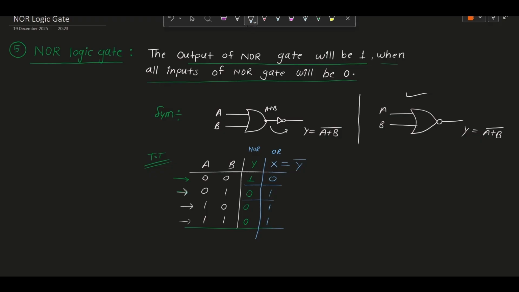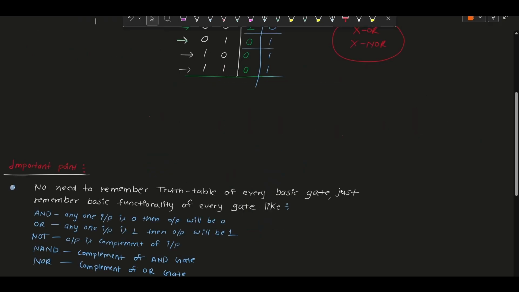Okay, we have understood the NOR gate. One important point that I want to suggest. See, a lot of students waste their time remembering the whole truth table of each and every basic gate. So I'm suggesting one thing. No need to remember the whole truth table of every basic gate. What we need to remember is the functionality of every basic gate. We have already covered the functionality of every basic gate. So we will remember one single line about the functionality of every basic gate.